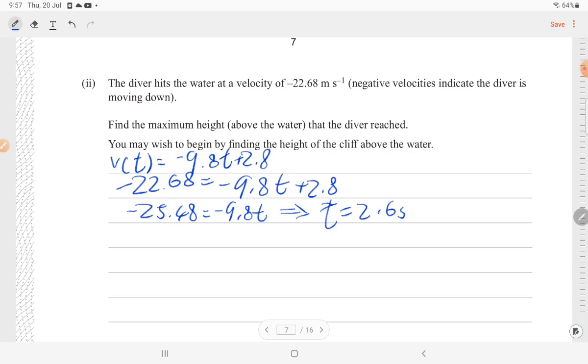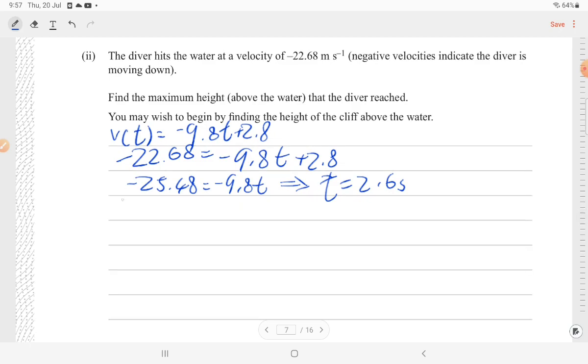And to figure out the displacement, or the height in this context, we need to anti-differentiate this function again. So h of t will be integrating negative 9.8t plus 2.8. We raise the power of t from 1 to 2, then divide by 2. Then we add 2.8t and a constant, plus c.